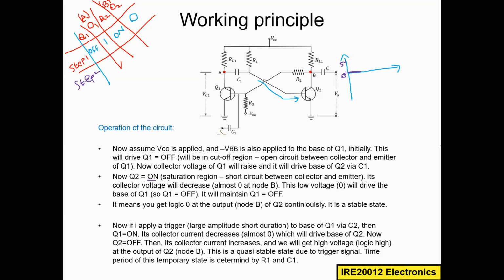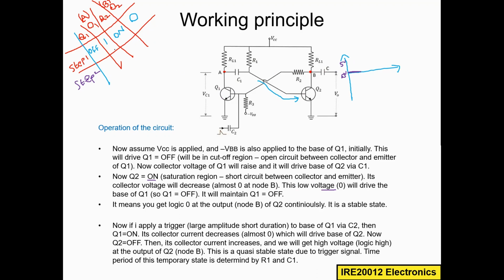So remember, Q2 is on, so its collector voltage will decrease. This low voltage will drive the base of Q1, and Q1 will remain off. We know this node is logic 0. This 0 will drive the base of Q1, and 0 volt cannot turn on Q1. So Q1 remains in the off state. So this is the stable situation.